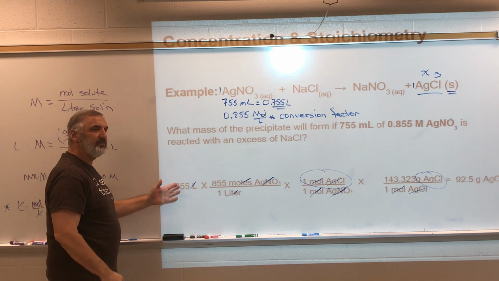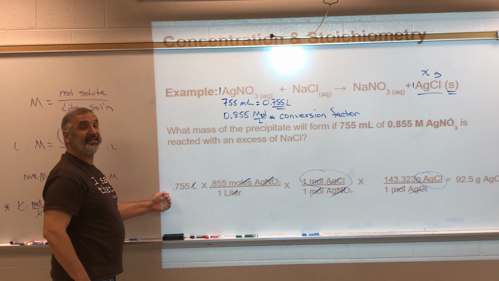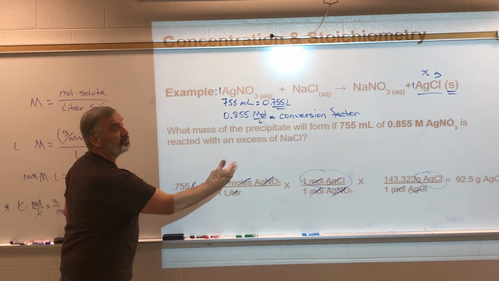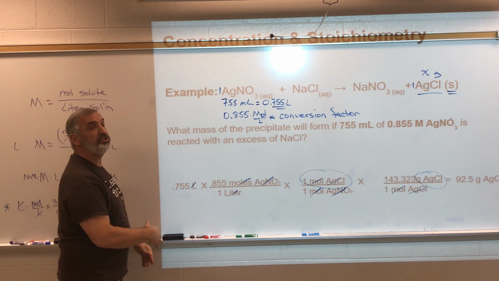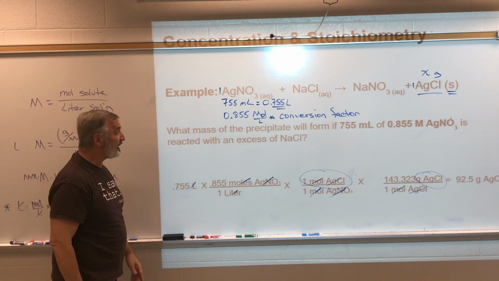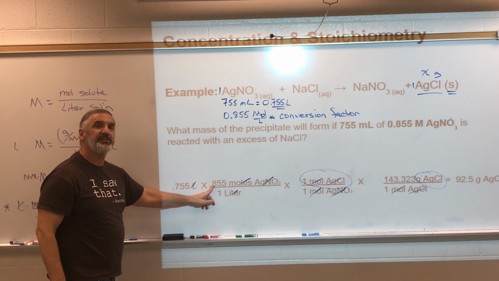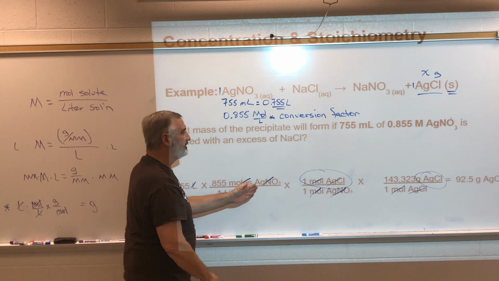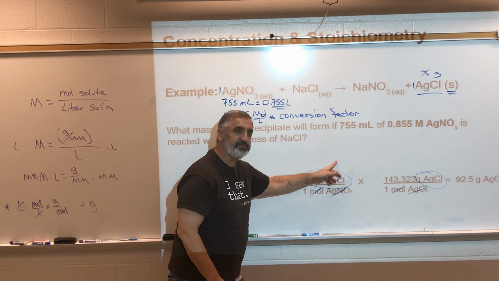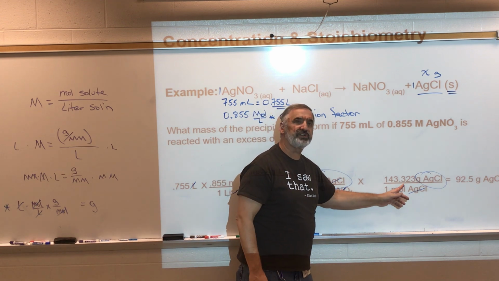So if it's grams, you use the molar mass. If it's a gas at STP, you use 22.4. If it's a gas not at STP, you use the ideal gas law. Now if it's a solution, you use the molarity to convert to moles. But once it's given in moles, use the mole ratio, from the coefficients of the balanced equation, and then go back to grams.